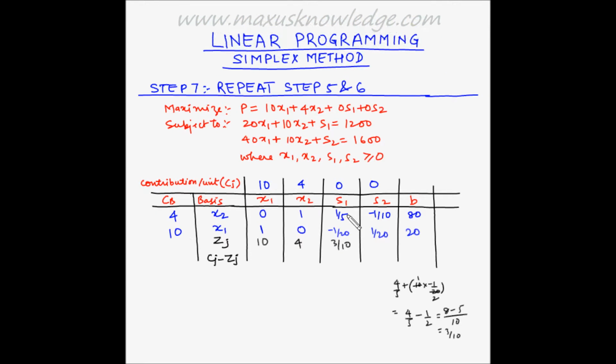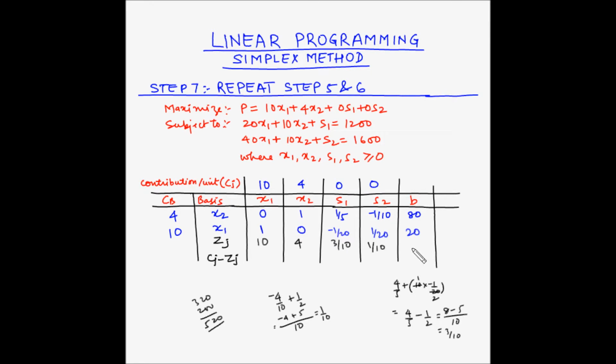Now again 4 multiplied by minus 1 by 10, so minus 4 by 10, plus 10 multiplied by 1 by 20, so this becomes 1 by 2. LCM is 10, minus 4 plus 5, 1 by 10. So this becomes 1 by 10. Now 4 multiplied by 80 is 320. 10 multiplied by 20 is 200. So this becomes 520.